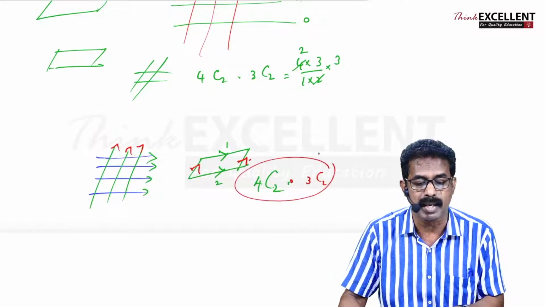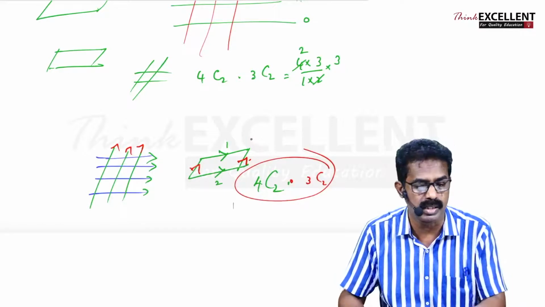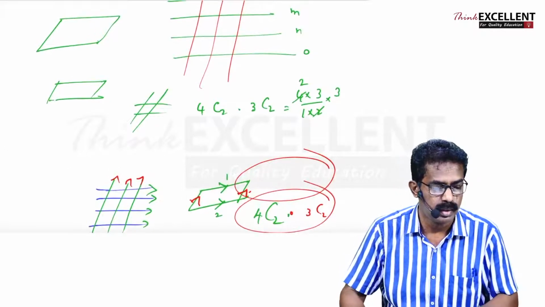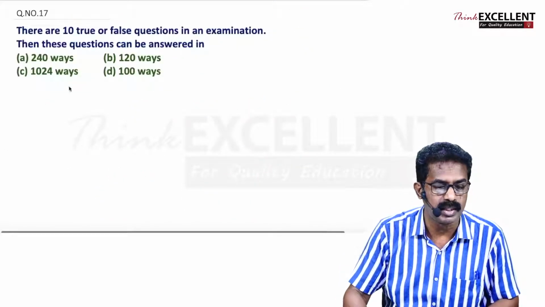So the total number of parallelograms, you have to multiply these two. Okay, this is how you have to do it. Now let's move on to sum number 17.